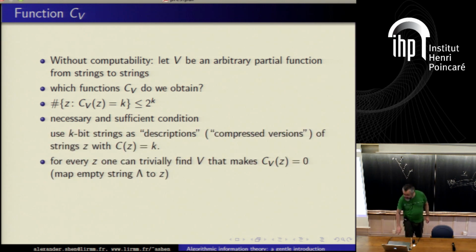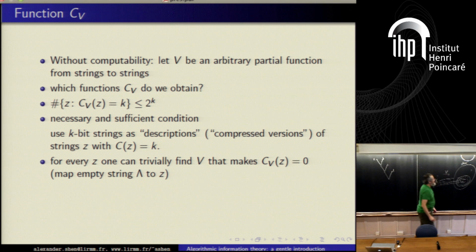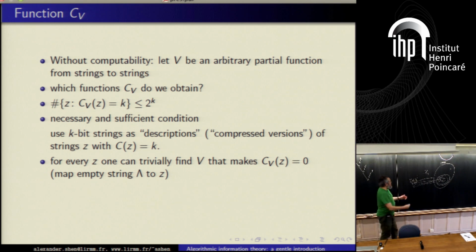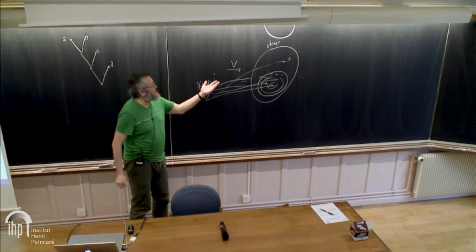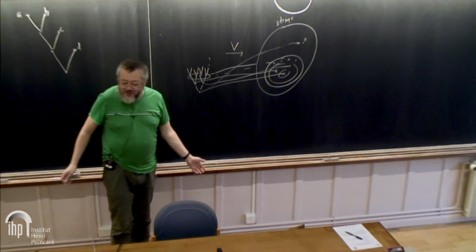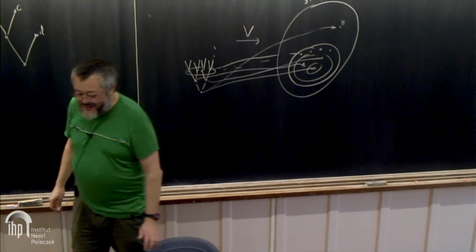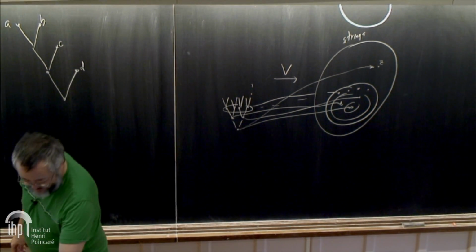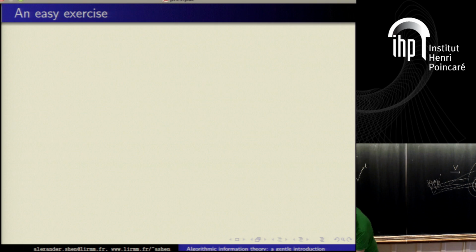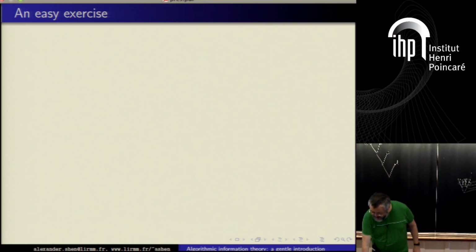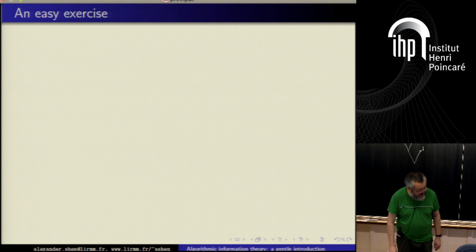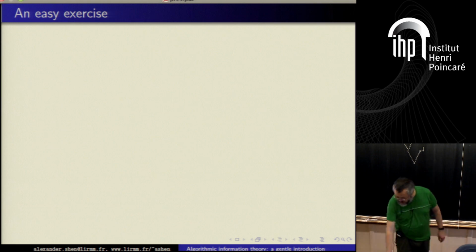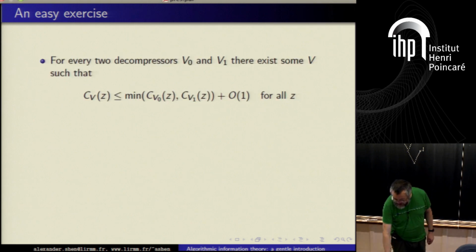Also, of course, if we want, in advance we have some string z, and we want this string to be simple, it's achieved trivially. We just consider V which maps the empty string to z, and then z has complexity 0. So it looks like a very strange theory, and still there is some observation which can be made even in this stupid model without a requirement of computability.